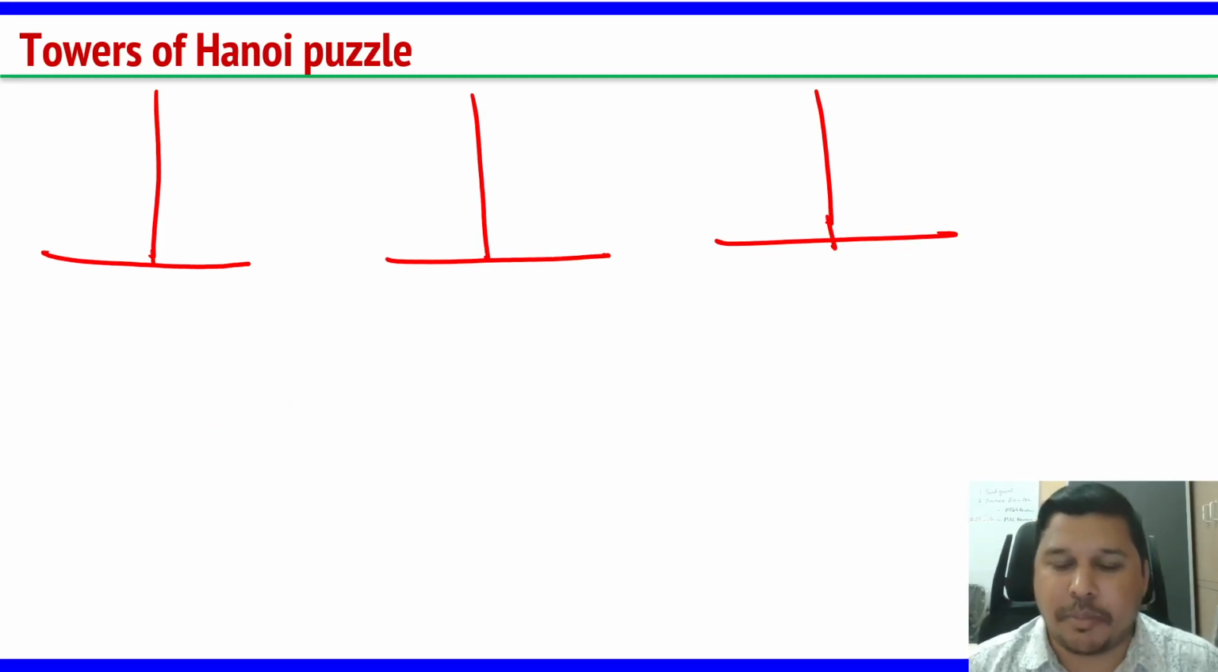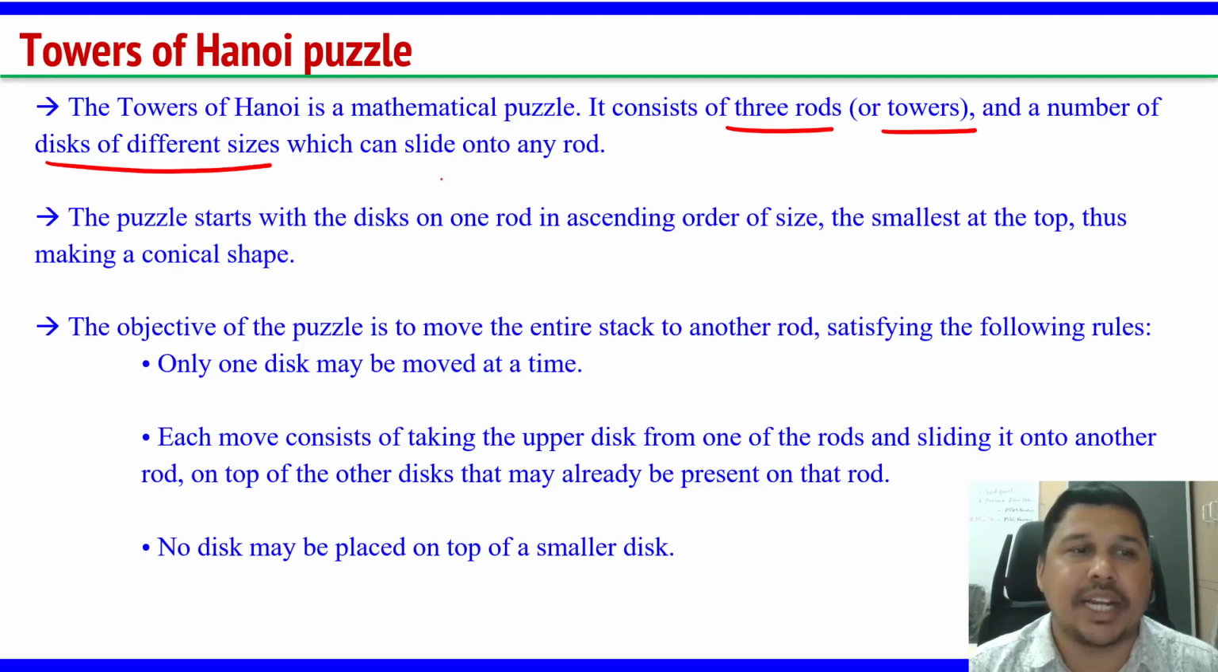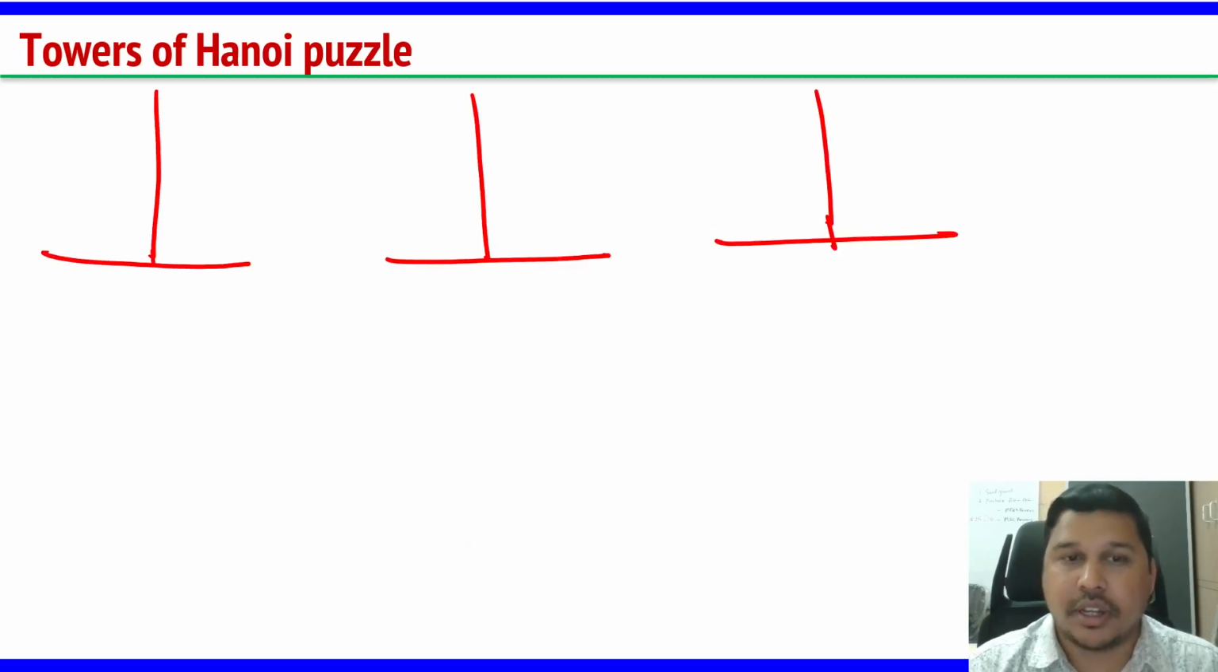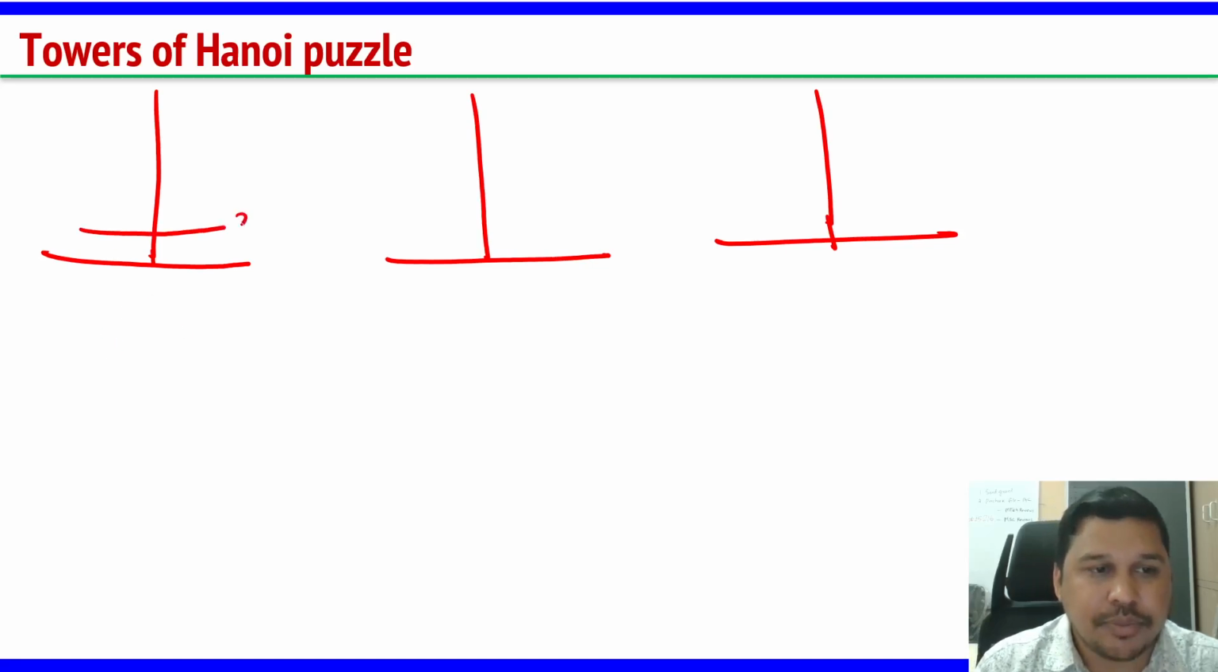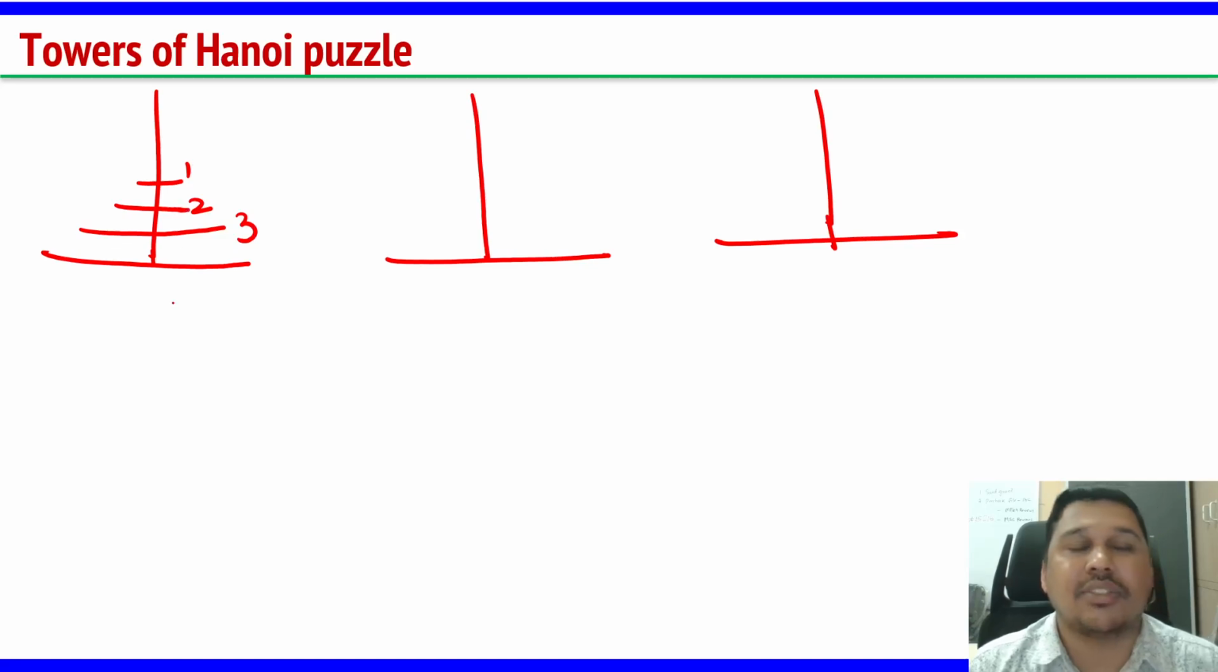Okay, some plates, or you may think of a CD disc we put on top, right. Like this you have 3 towers, and there are discs of different size. So what is the size? Let's take one disc of size 3, another disc of size 2, another disc of size 1. Right, there are 3 discs.